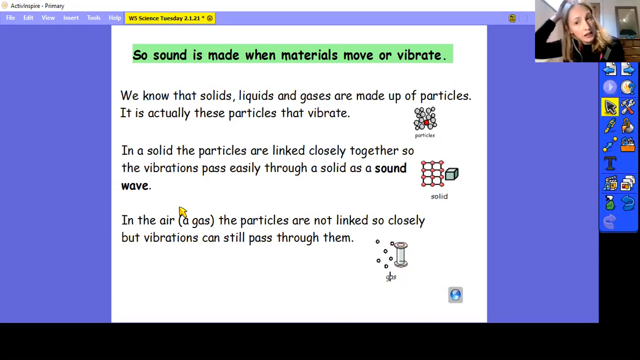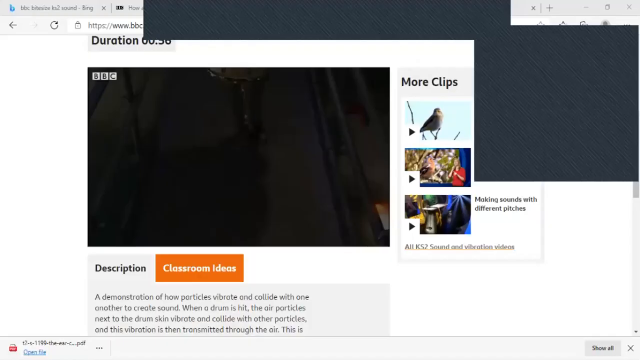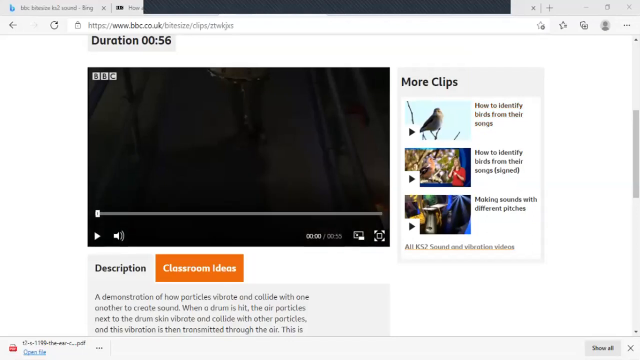So a sound wave is when the particle next to you vibrates, and that passes on to you and you vibrate, and then it passes on to the next one. So actually in the air, which is a gas, even though the particles are not linked so closely, vibrations can still pass through them. So let's have a look at a video which explains this again with some more pictures.